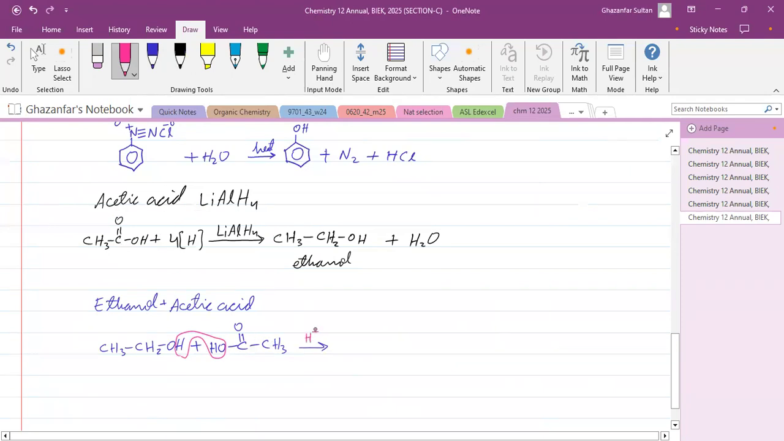So this reaction requires acid, sulfuric acid is the best, and it is refluxed. You can use the word reflux or heat, both. So what is the product? An ester is formed. So CH3CH2O, and this acetyl part from the acetic acid. So an ester is formed. The name of the ester is ethyl ethanoic acid.